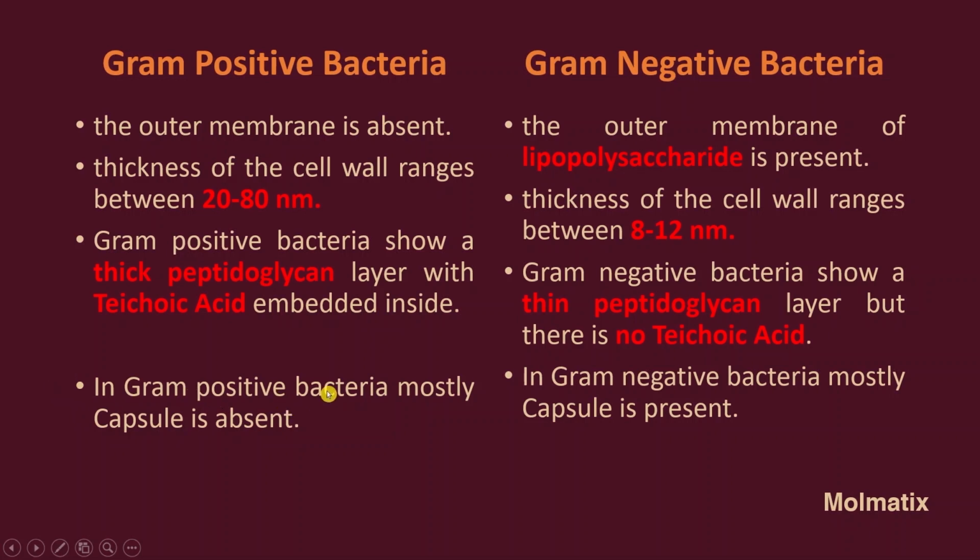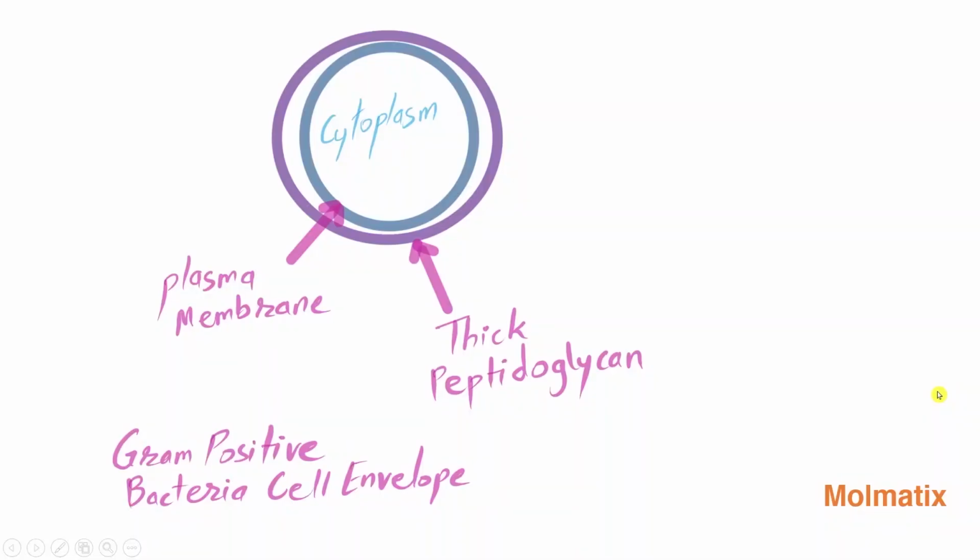In gram positive bacteria, mostly the capsule is absent. In gram negative bacteria, mostly the capsule is present. Cell envelope: this is the generalized diagram indicating the cell envelope present in gram positive bacteria. In gram positive bacteria, this is the plasma membrane, and this is the peptidoglycan layer.